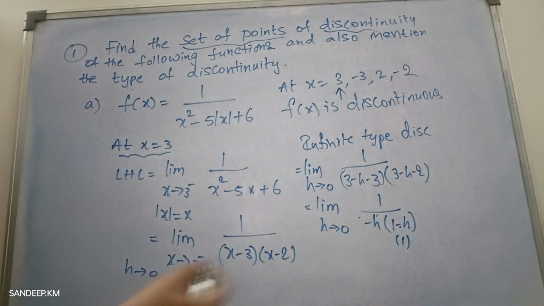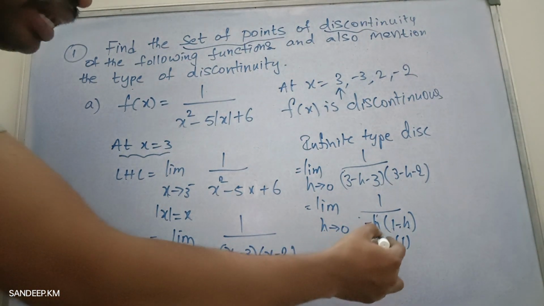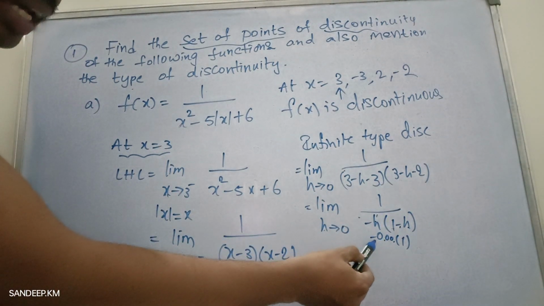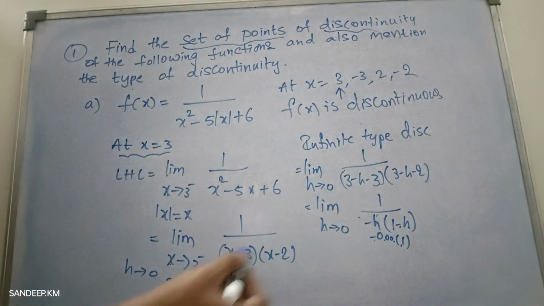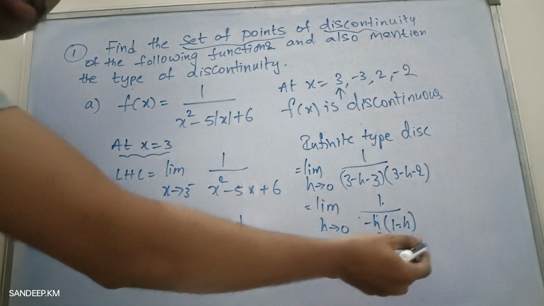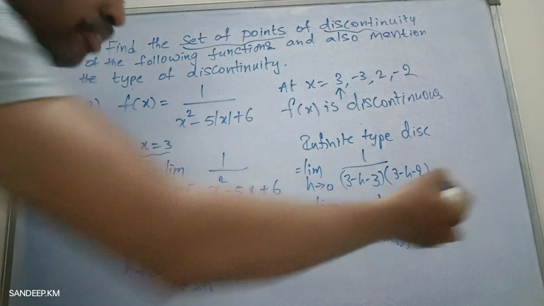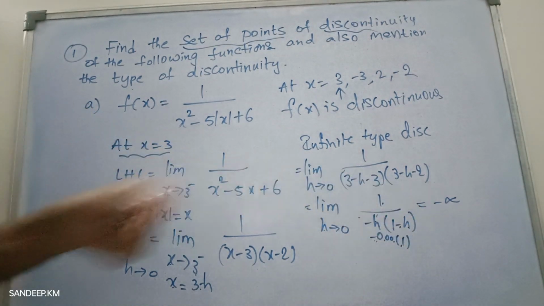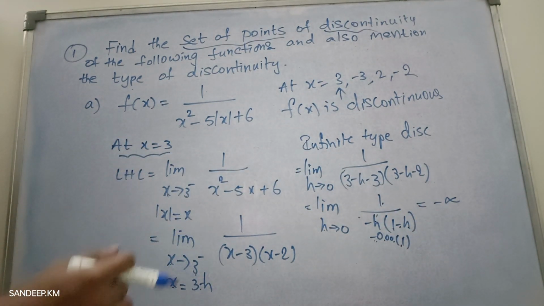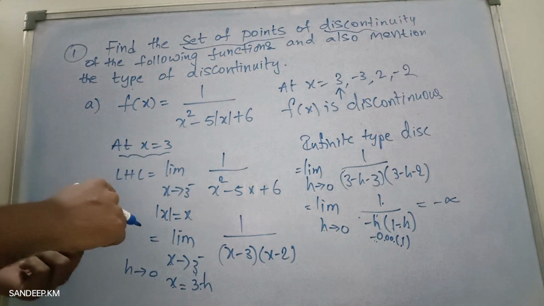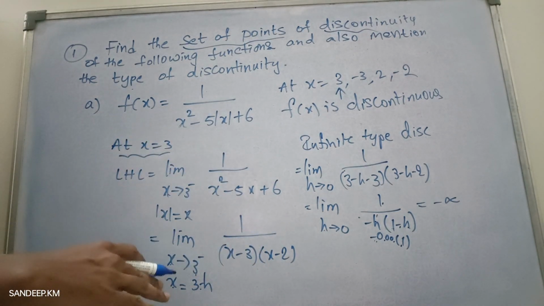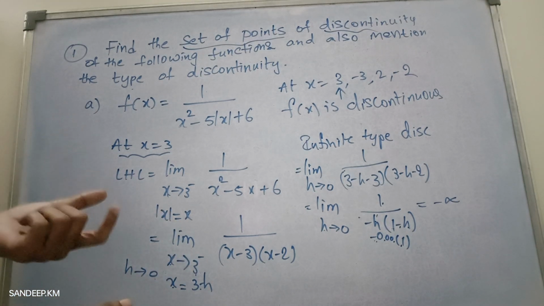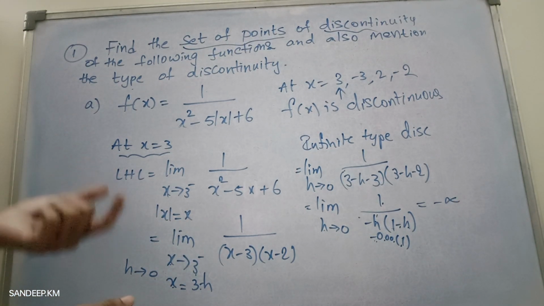This is one positive number, and minus h is a negative number, minus 0.000 and so on. The denominator is taking minus 0.00000 and so on. So 1 divided by minus 0.0000 and so on is what? Minus infinity. So the left hand limit is approaching minus infinity. And already we have discussed in the types of discontinuity that if LHL is taking minus infinity or plus infinity, or if RHL is taking plus infinity or minus infinity, then what type of discontinuity do we get? We will get infinite type discontinuity.